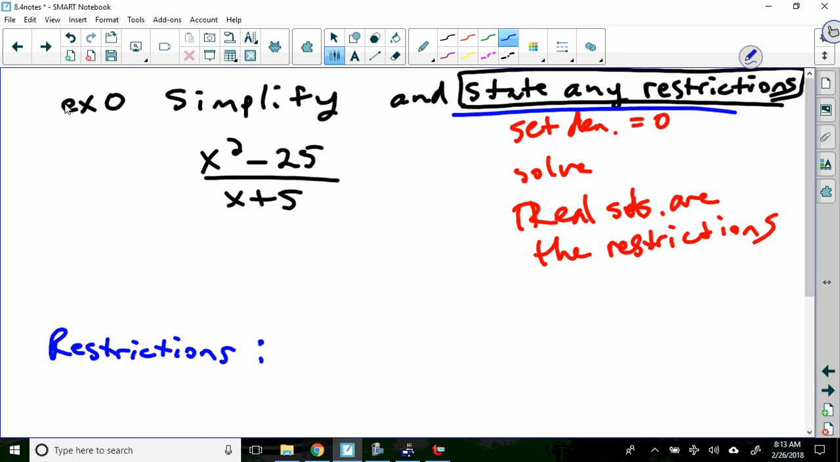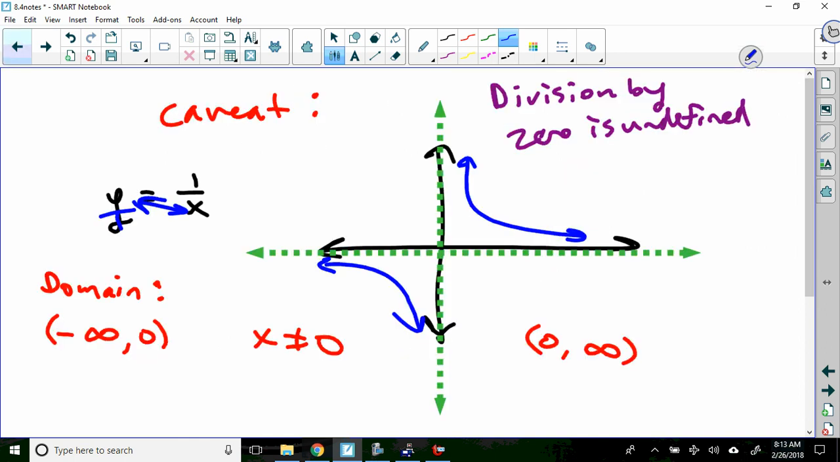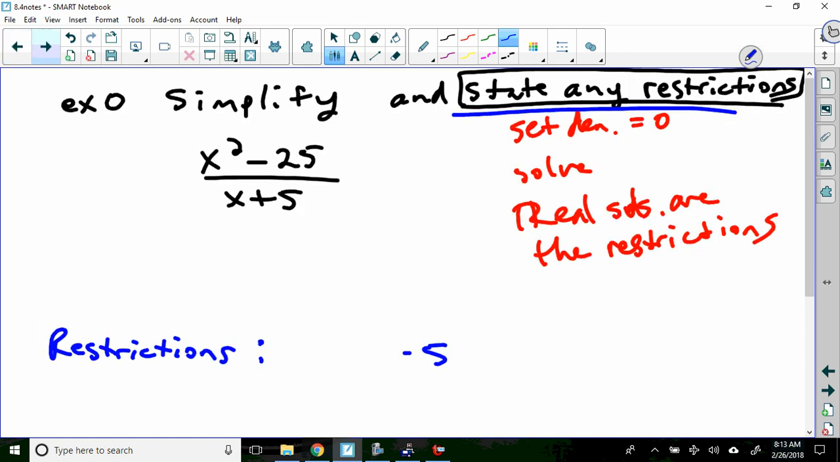-5. What about -5? So when we looked at this one, we said x can't equal 0, right? So when we look at this one, we're going to say, what about -5? That x can't equal that. Does that make sense? So technically, we should set the denominator not equal to 0, because the denominator can't equal 0. Okay, so set the denominator not equal to 0 and solve. And the real solutions are the restrictions.